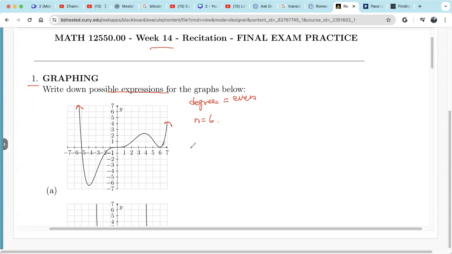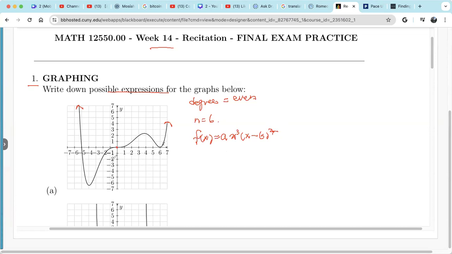So it's a degree 6 polynomial. Then we see this goes through 0, 0. That means our function has x as a factor. So maybe a times x, then let's see other roots. 0 has a multiplicity of 3, so we have x cubed because this wiggles at the origin. Then we see this goes away from the x-axis, and this touches the x-axis. That means x minus 6 with multiplicity of 2.